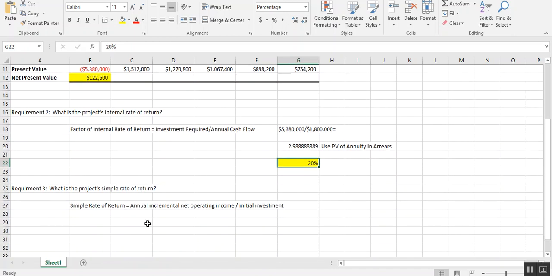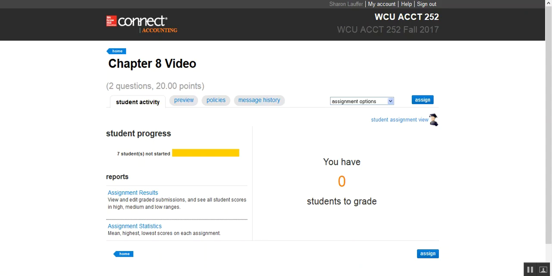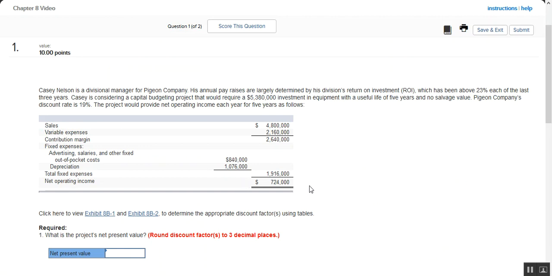Scrolling down to requirement 3, the simple rate of return. And again, the simple rate of return is the annual incremental net operating income divided by the initial investment. So that's the formula you're going to use. If we're going to write that out using the numbers that were given, we have an annual incremental net income. We have to go actually back over to our question. Where is it? There it is. That's actually the net operating income that you're given in the instructions.